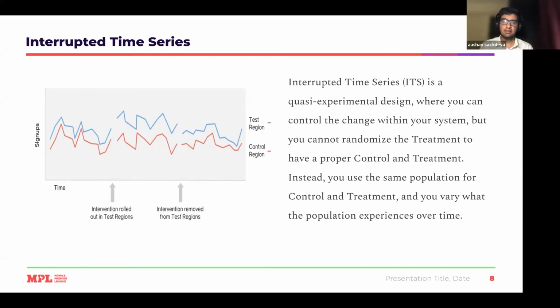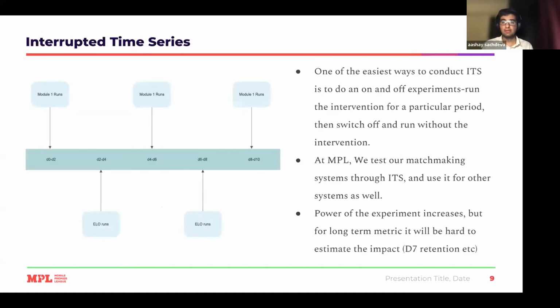If you see what is happening in the chart here, once they introduce an intervention, the blue line starts going up, and once they remove the intervention, the blue line comes down again. So if we keep doing this again and again and keep collecting data, after some point we can average this data out and say that there is a net positive in including this intervention for that specific group. Now, this is what we do at MPL.